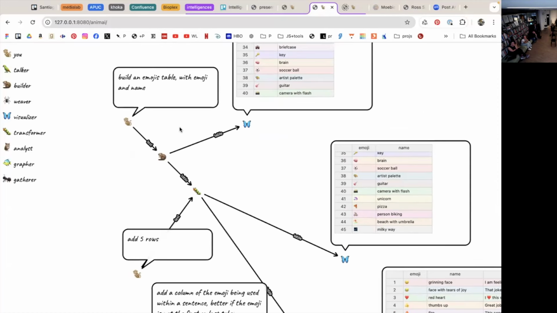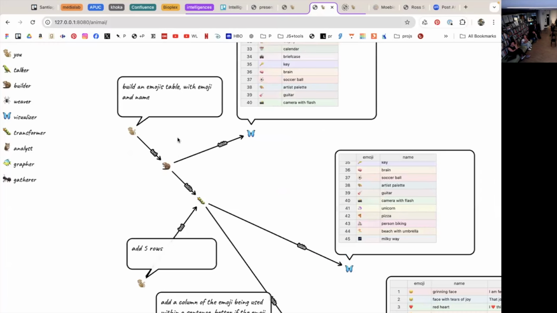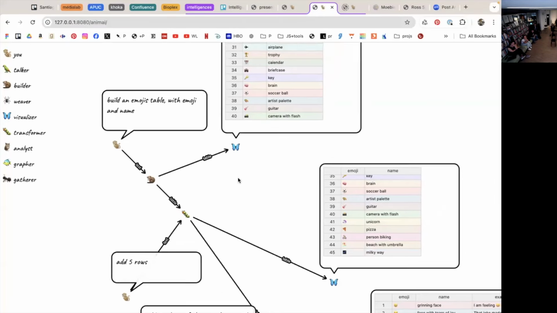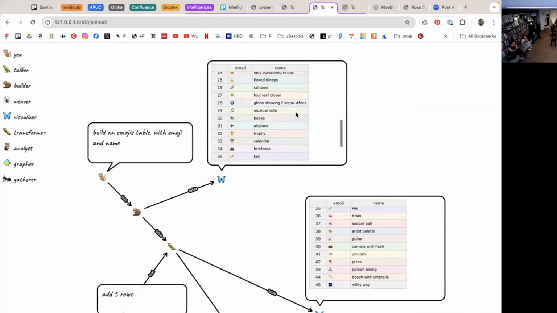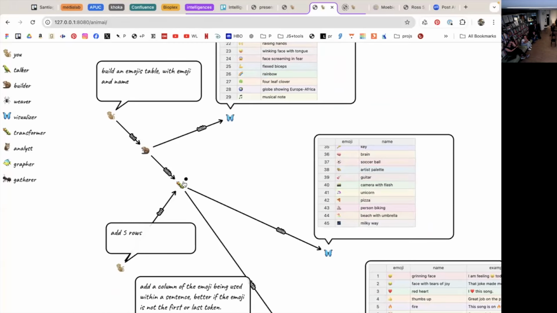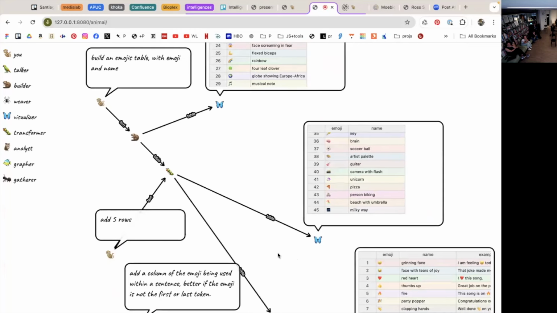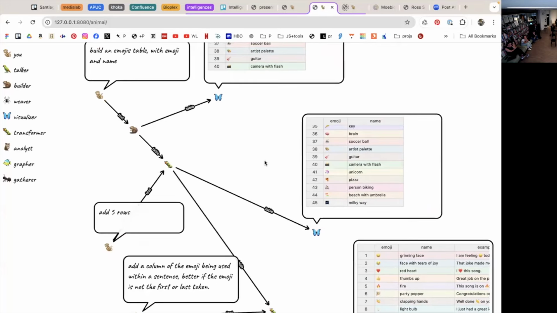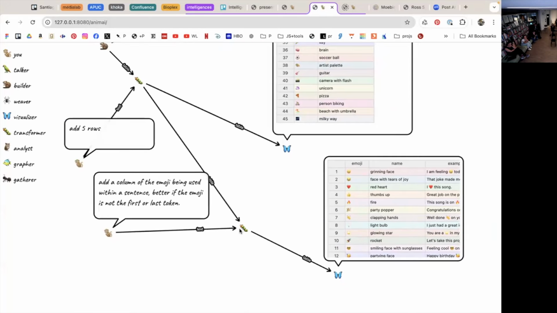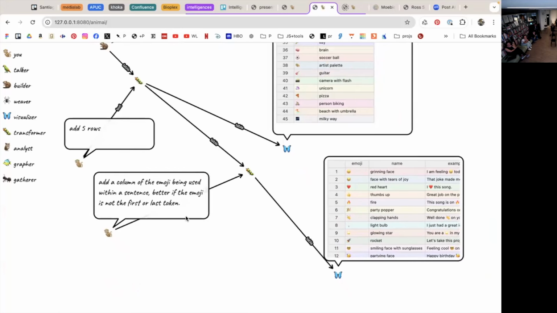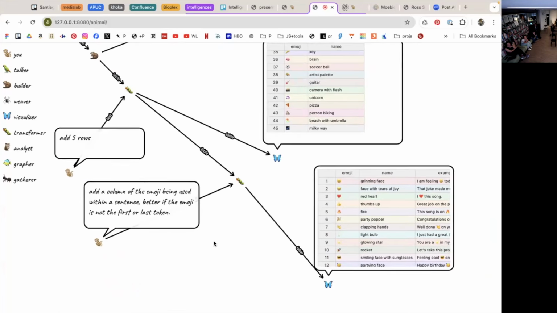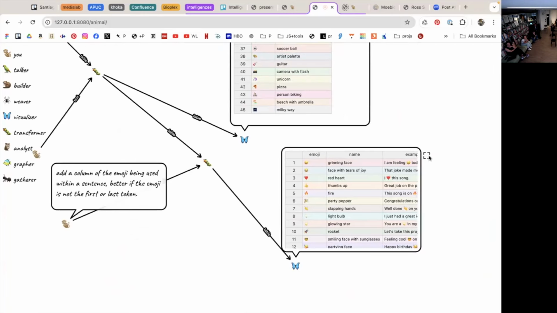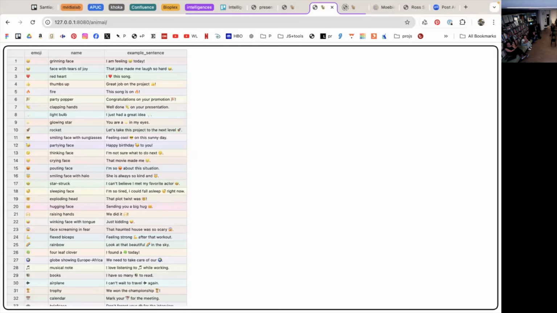There are others in which, in this case, I have the builder. So I ask the builder to build a table. The visualizer shows me the table with emojis. Then the transformer takes data and modifies it. So add 5 rows. Now we went from 40 to 45. I should have asked for more. And then again, the transformer, but a more qualitative transformation. I want to add examples of the emoji being used in sentences, etc. So I can continue.